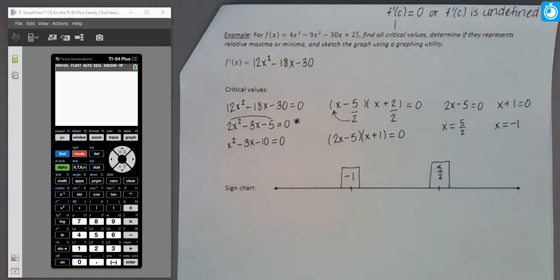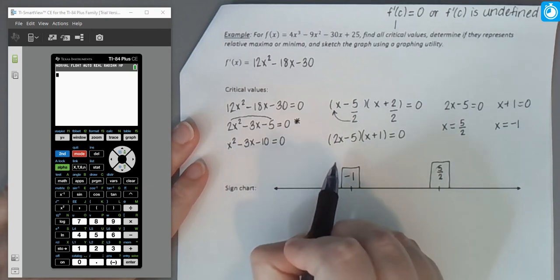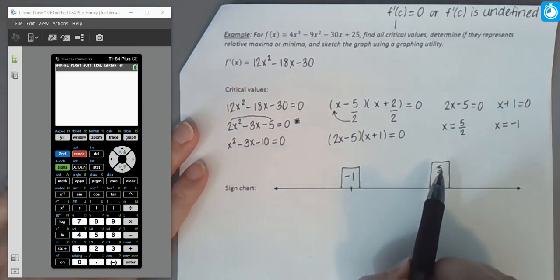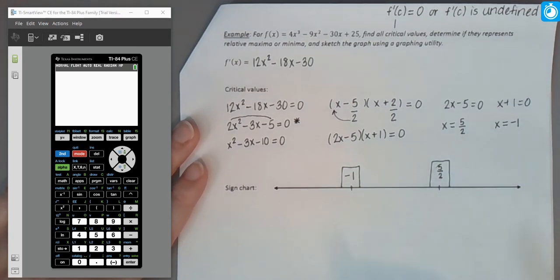Okay, so what we want to know now is what's happening to the derivative on either side of these values. Specifically, for anything that's less than -1, for something that's between -1 and 5/2, and then for something that's greater than 5/2. What is the sign of the derivative on those intervals? So I'm going to pick what we call a test value.